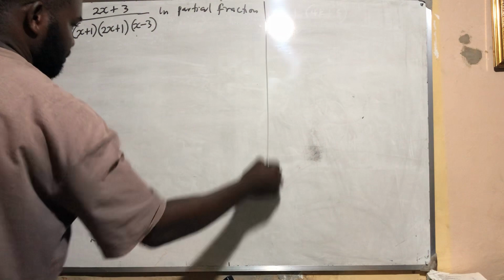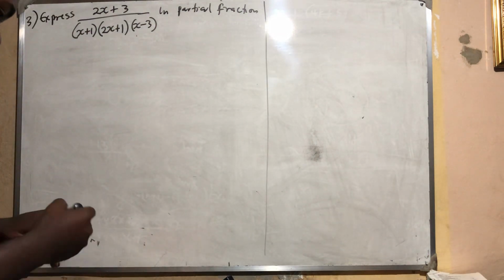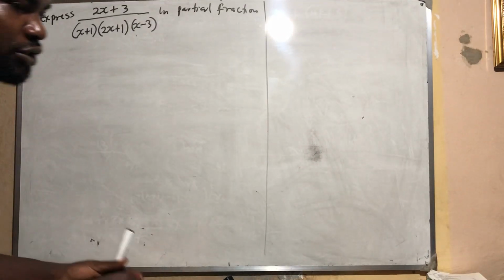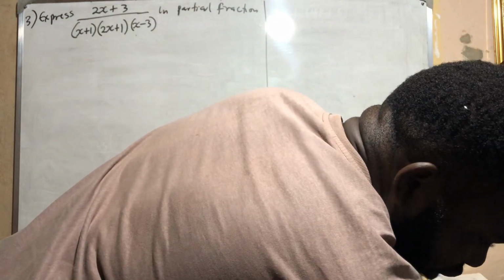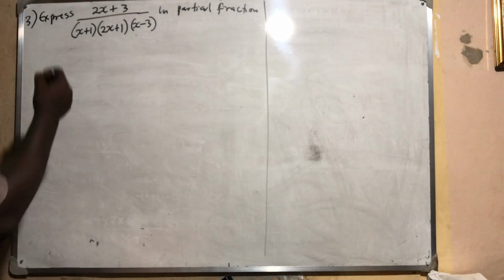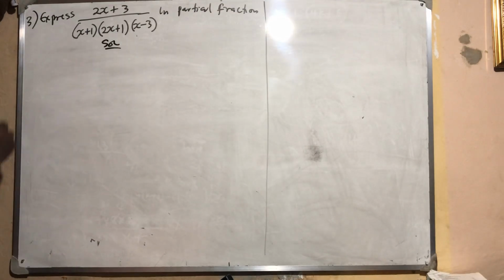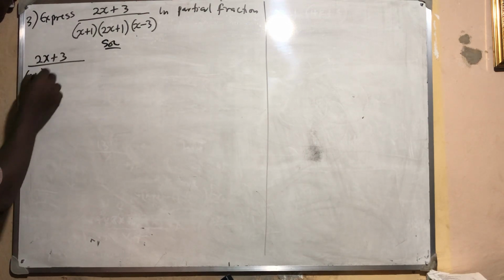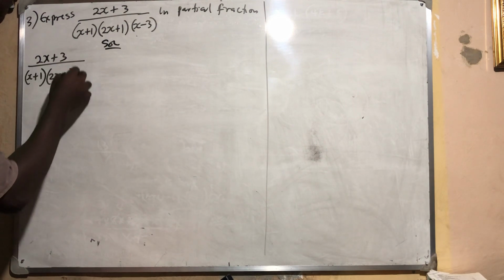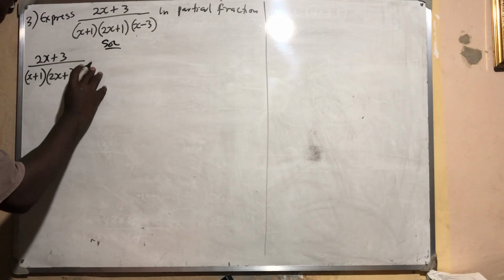Okay? In partial fraction, resolving something into partial fractions is very, very simple. So what do we need to do? Just a small thing. Solution. You can watch my video on partial fraction, right? This is (2x plus 3) all over (x plus 1)(2x plus 1)(x minus 3).